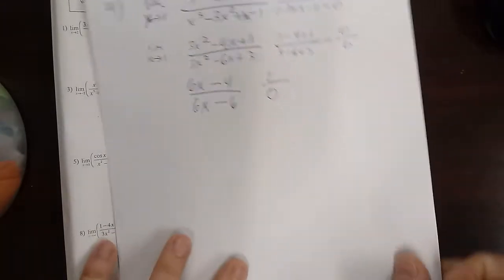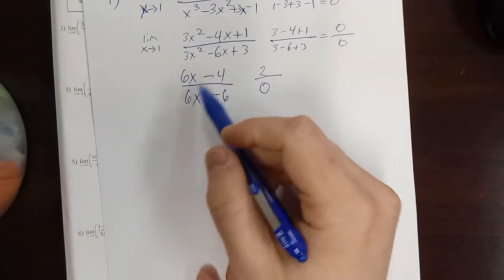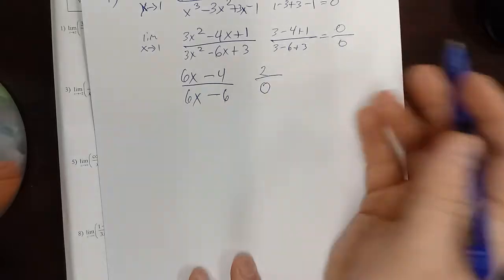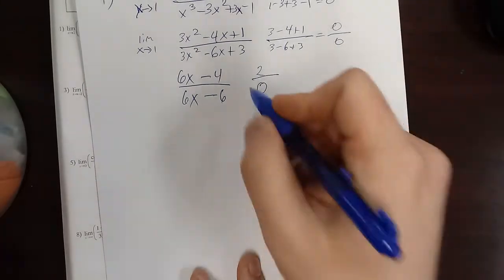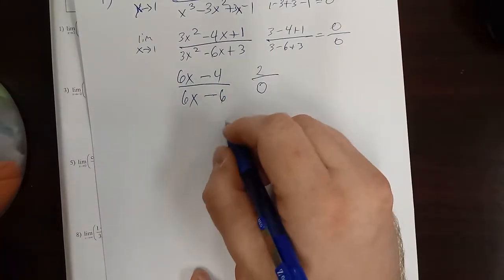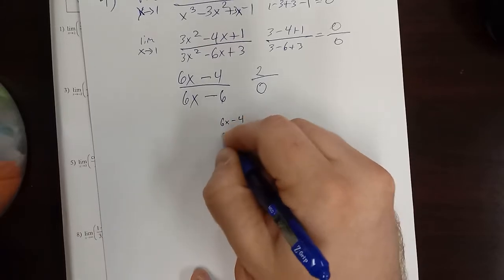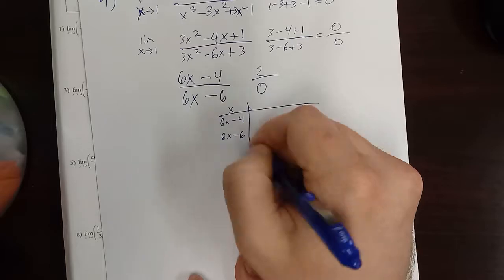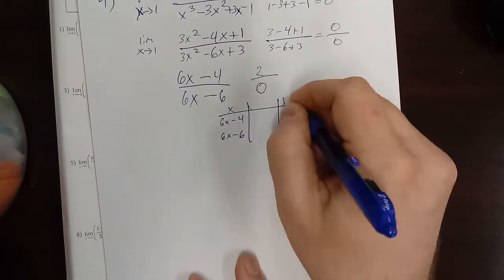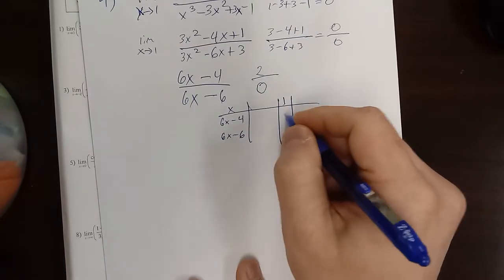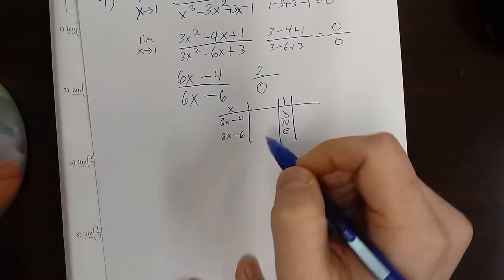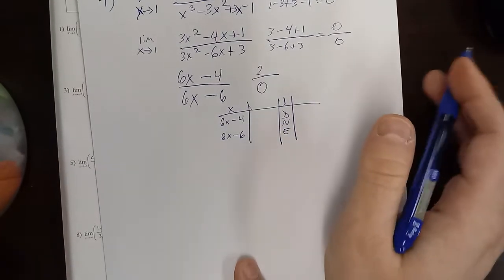Sorry about that, I'm back. So what we're going to have to do now is take the limit of this. Since it's not 0 over 0, we're going to have to do some kind of asymptote analysis here. So we know that we have 6x minus 4 and we have 6x minus 6. And if we look at a sign chart here, we're looking at it as x goes to 1. So if I try 1, we have a division by zero situation. We're trying to find out, does it go off to positive or negative infinity on either side?